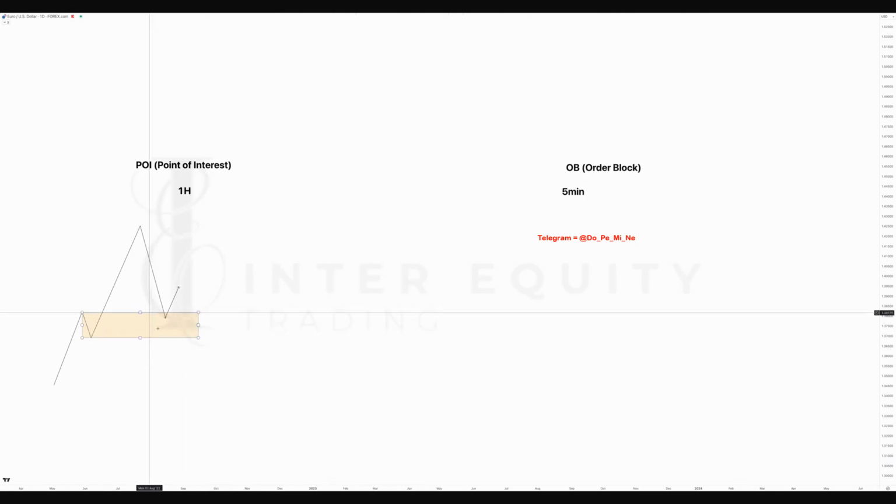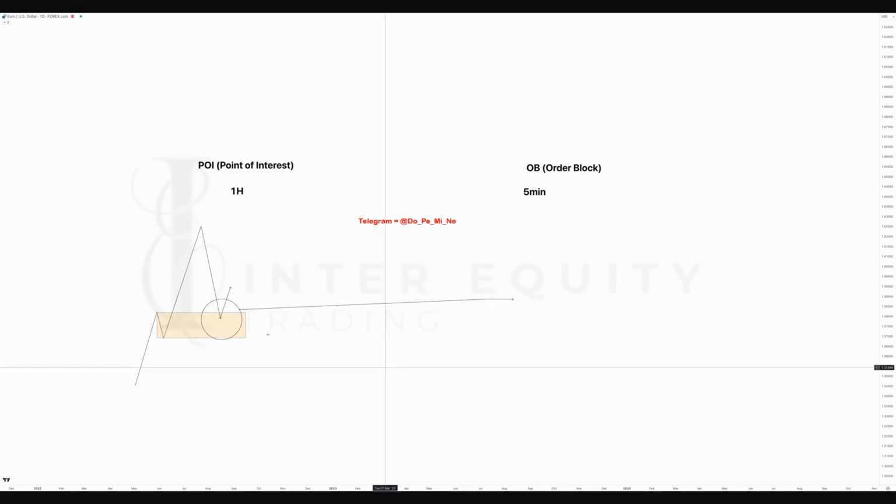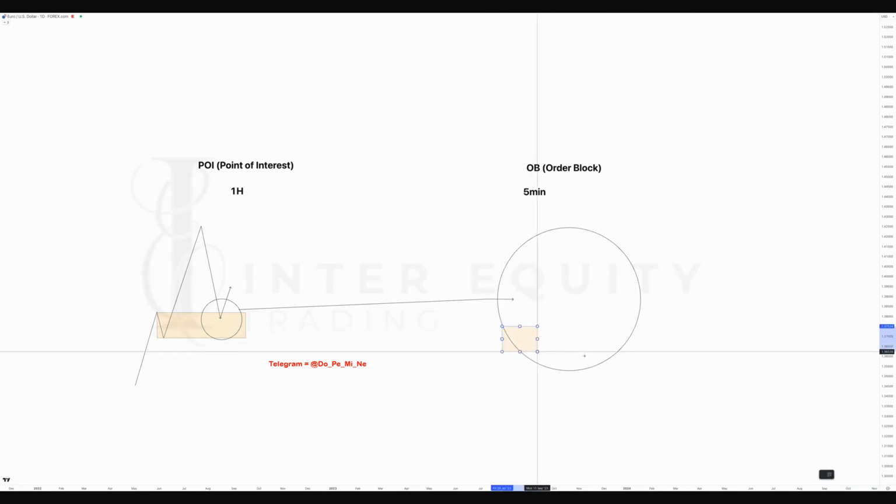Essentially, this is the area where you would keep your eye out and look for that market shift or that break of structure on the lower time frames. So let's say this area right here, we break it down to the 5-minute time frame. Let's say I take this over here and expand it. Let's say this right here is your POI. That right there is your POI.